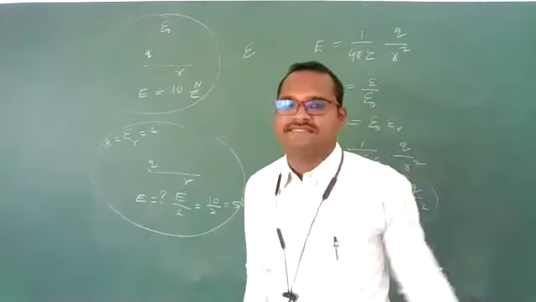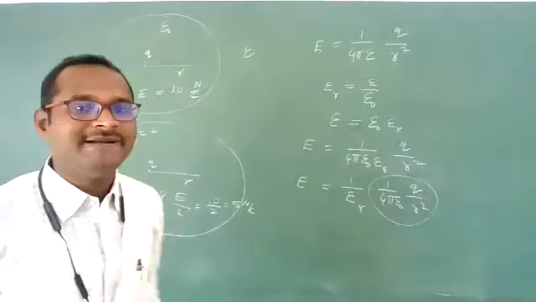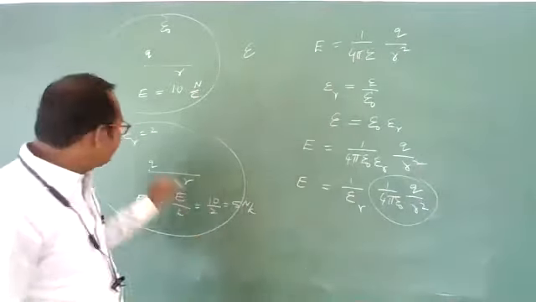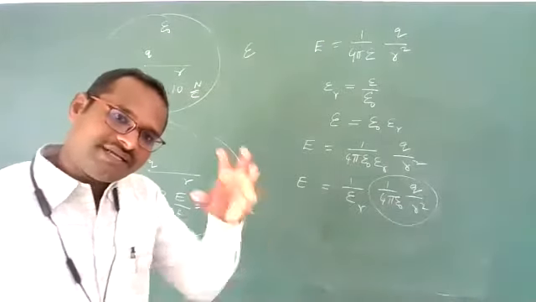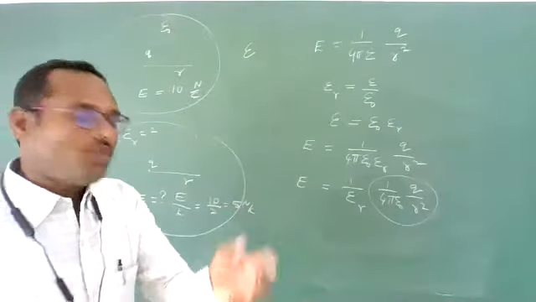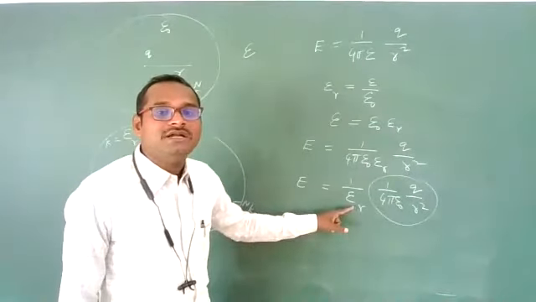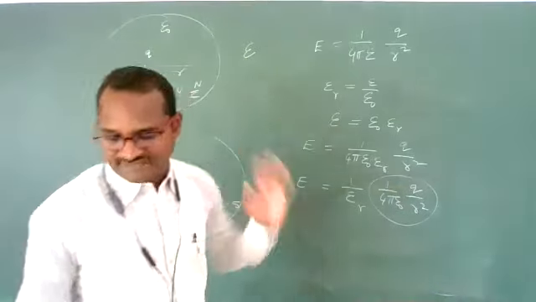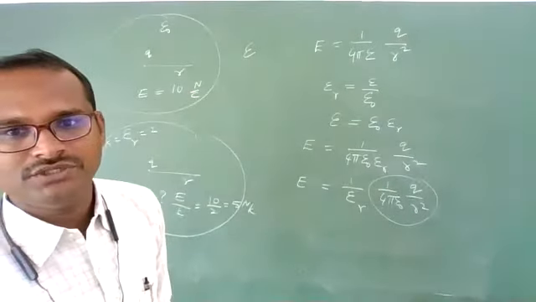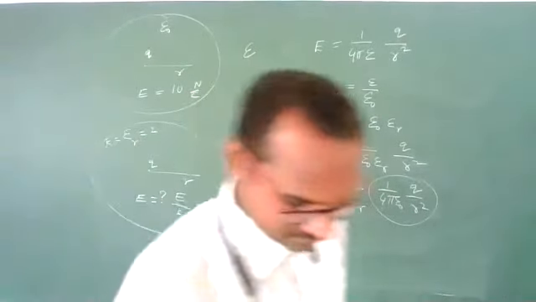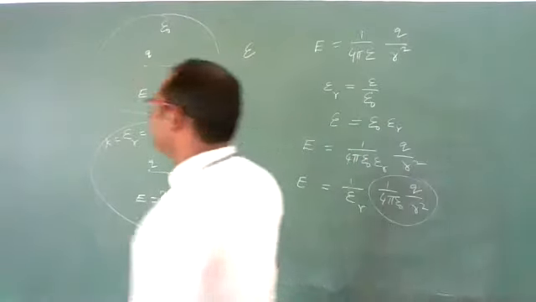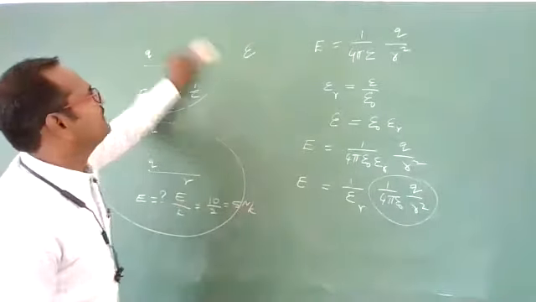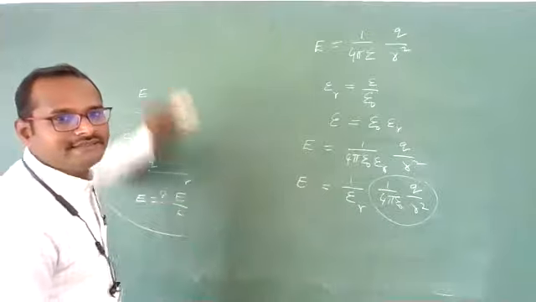That means if a charge is placed in any medium other than air or vacuum, then its electric field due to the charge will be less. How much less depends upon the dielectric constant of that medium. So the electric field in that medium will be 1 by epsilon R times the electric field in air or vacuum. That you need to remember. Is it clear, students? So that is what electric field is and how it is calculated.